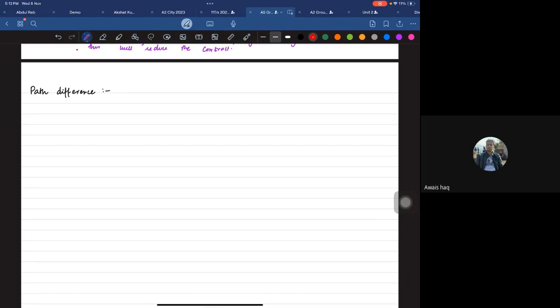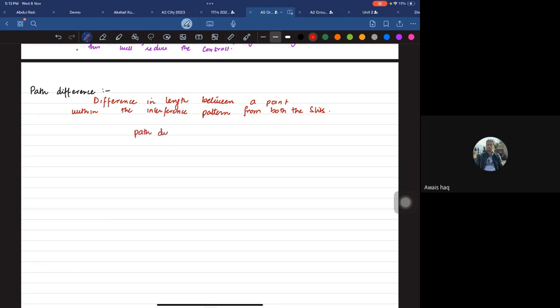Alright, kids. So path difference is basically the difference in length between a point within the interference pattern from both the slits, like that. I'm going to explain this in a bit, so you guys just hold on.